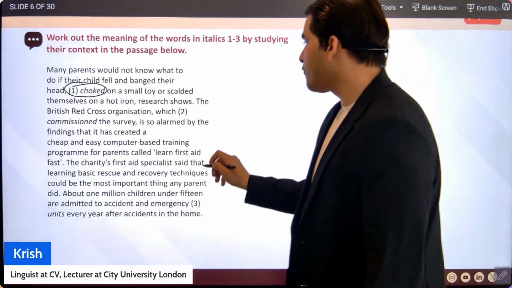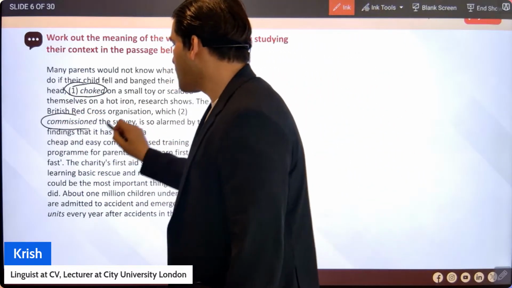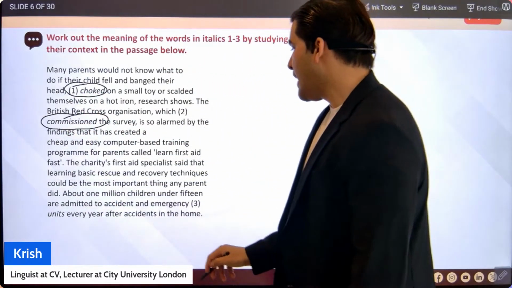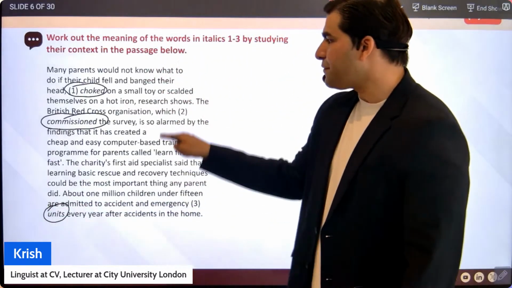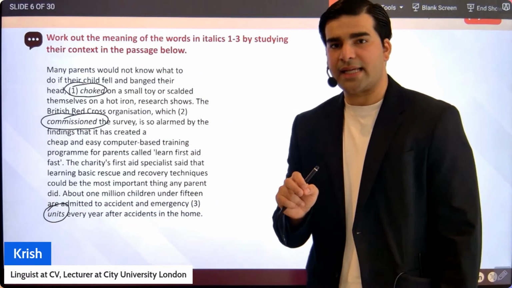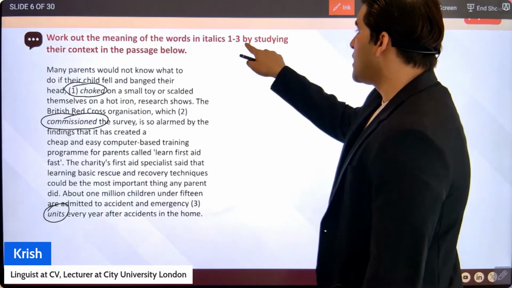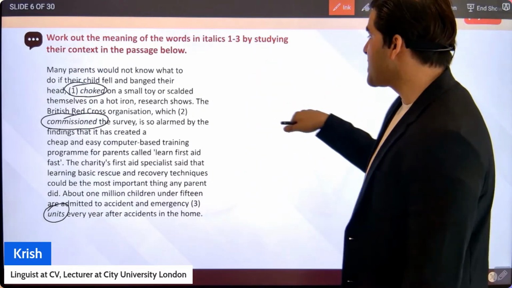Choked, commissioned, and units. So we have to find the meaning of these words in italics. 1, 2, 3 are the options that are going to be given here.